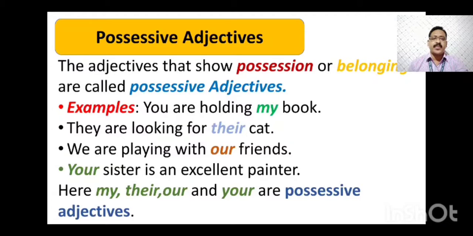So you can see all these, my, their, our, your, tell us to whom the book belongs, to whom the cat belongs, to whom the friend belongs, or the sister about whom we are talking. So my, their, our and your are possessive adjectives. Any adjective that shows that it belongs to someone or something is possessed by someone is said to be a possessive adjective.